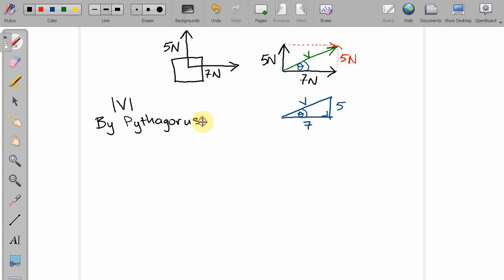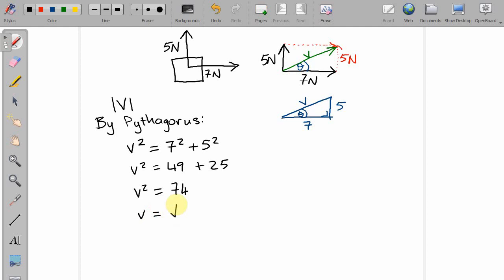By Pythagoras, you could work this out by doing the hypotenuse squared, that's v squared, is equal to the other 2 sides squared and added. So 7 squared plus 5 squared, like that. So v squared is equal to 49 plus 25, so v squared is equal to 74. And so v is equal to the square root of 74.